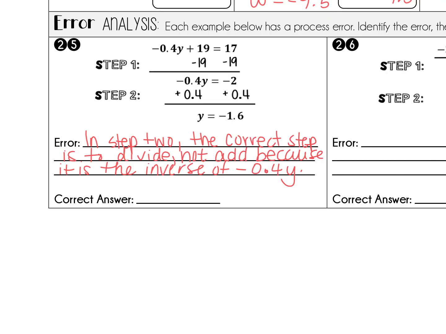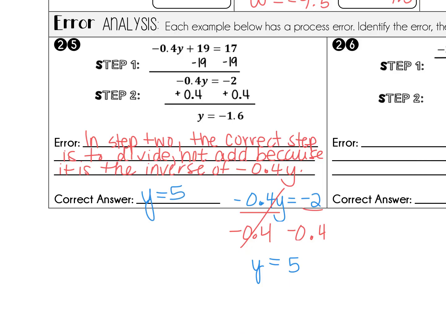So let's go ahead and finish off the problem correctly from step 2. -0.4y equals -2, again means -0.4 times y. So we'll do the inverse operation, which is dividing by -0.4 on both sides. That isolates our variable on the left, getting y alone. And then our quotient on the right side of -2 and -0.4 is +5. A negative divided by a negative is a positive. So we'll bring that over here into our correct answer of y equals 5.